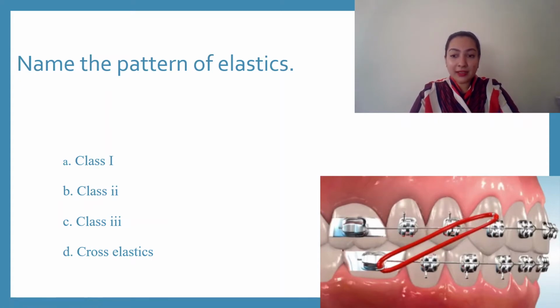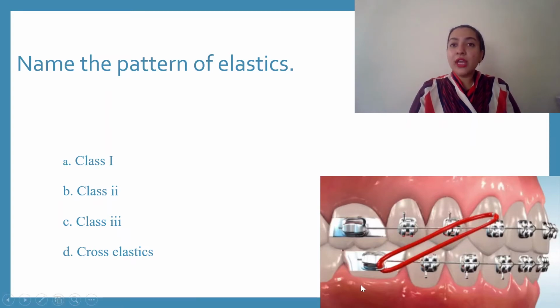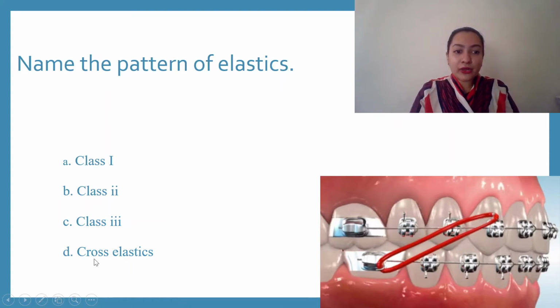In case my elastic would be running from upper molar to lower canine, then that would be a class 3 pattern of elastics. Why? Because that would retrude my mandible and protrude my maxilla. That would bring my maxillary teeth ahead and move my mandibular teeth behind. So that is class 3 pattern of elastics. And the pattern of elastics shown here is that of class 2, which is running from maxillary canine to mandibular molar. Okay, and cross elastics is used to correct crossbite.